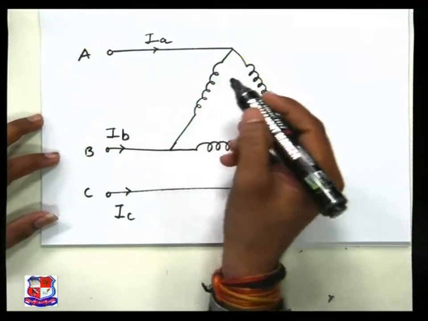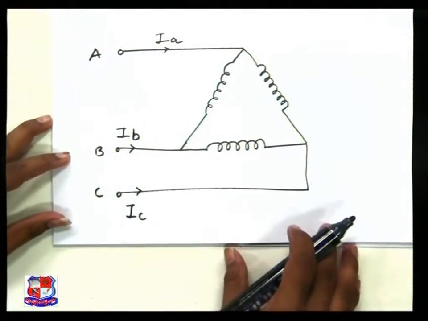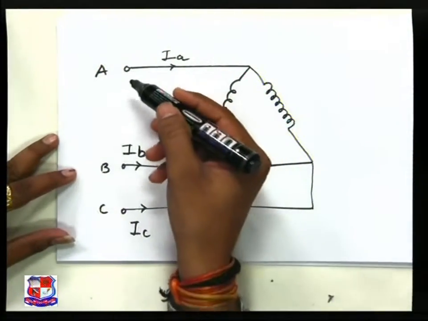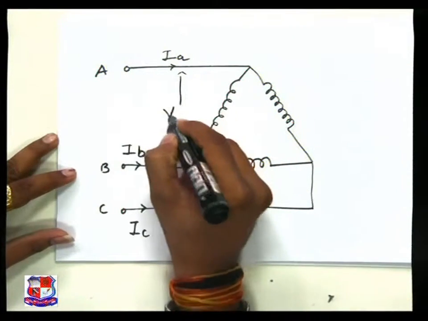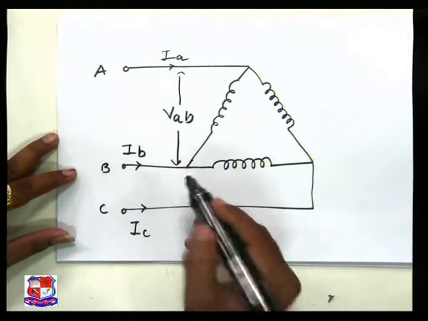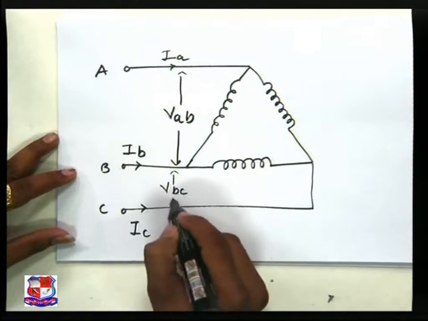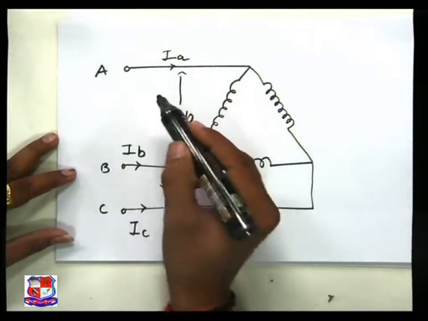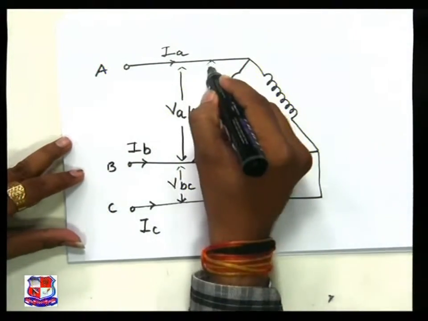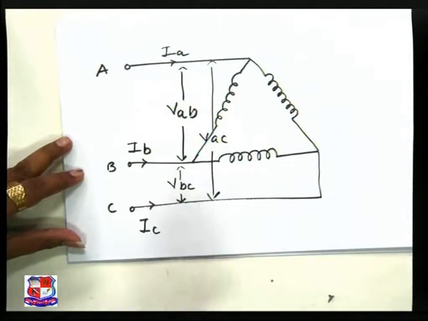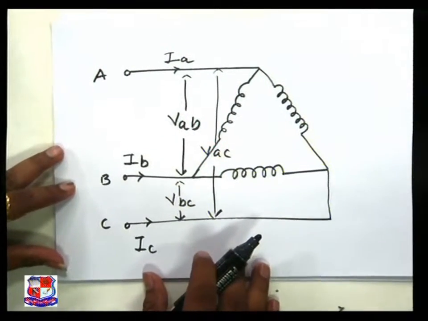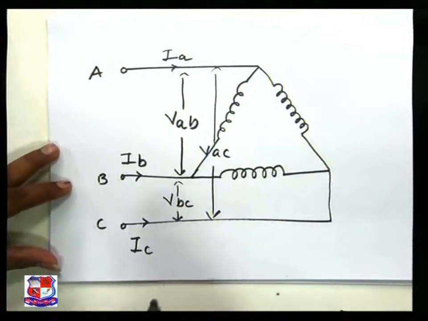Now the voltage between the two lines A and B is known as the line voltage VAB. The voltage between the two lines B and C is known as VBC, and the voltage between the lines A and C is known as VAC. So this is called the line voltage, this is called the line current, and this is for the delta connection.